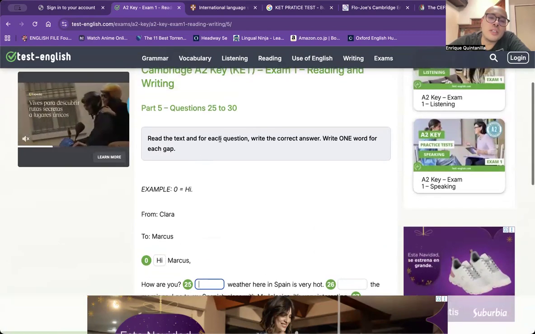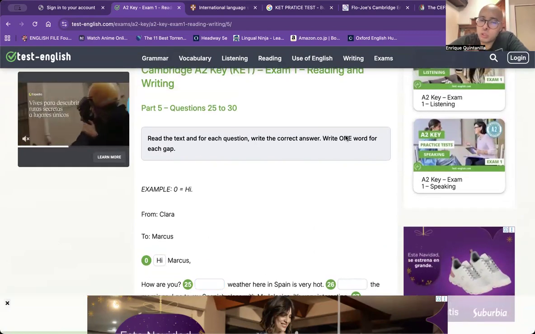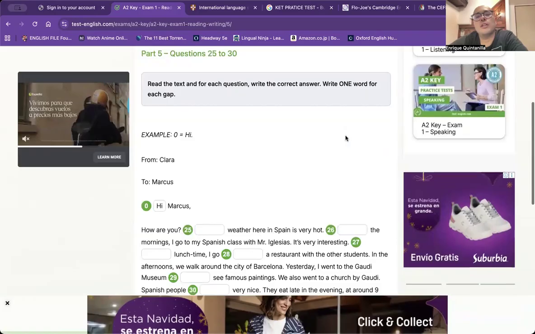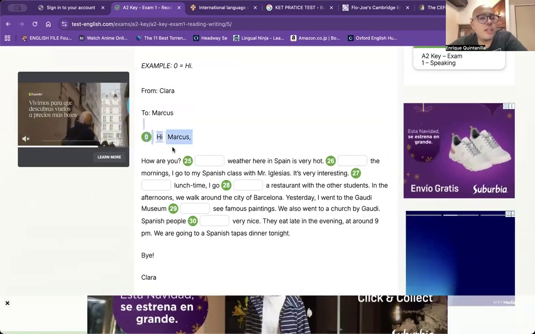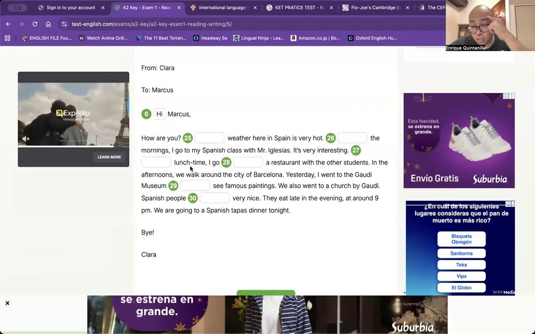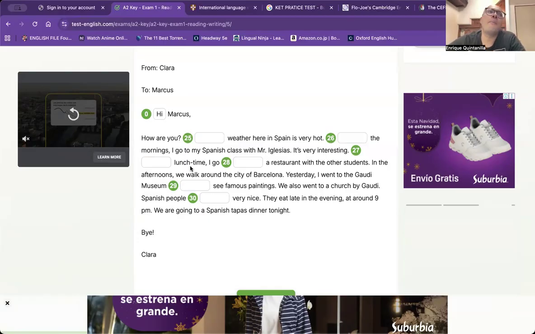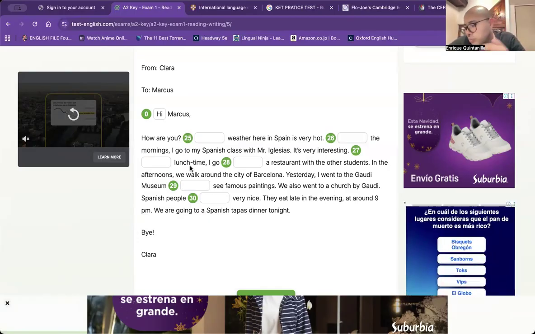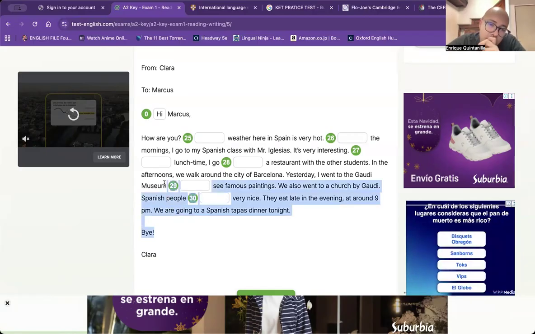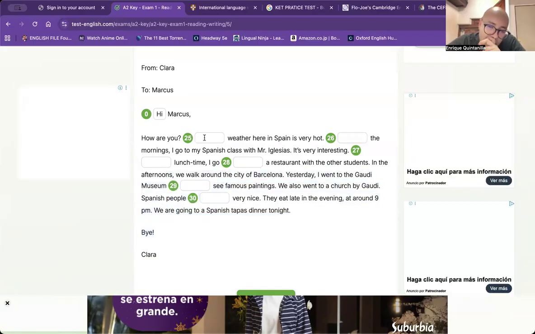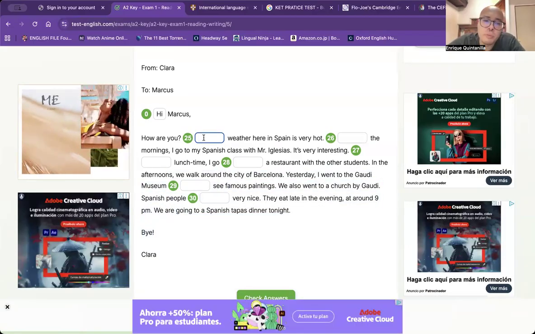Open close means that you have to write only one word and you don't have the answers. So you have to be careful on that. You have to think about the correct answer. The correct answer can be a noun, a verb, an adjective, a modal verb, whatever. It can be any word. So what I highly recommend is to read carefully and think of the most appropriate word.